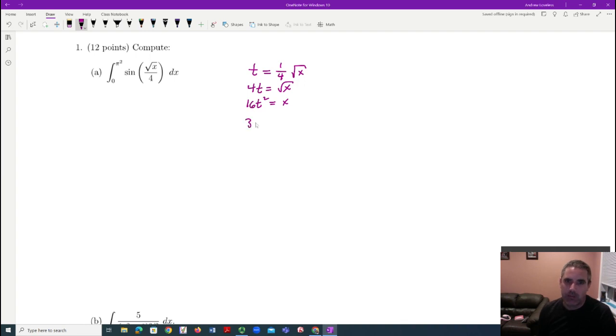And then I take the derivative, 32t. You can also take the derivative directly. We talked about that in class. This is the cleaner way. And another thing you should be doing if you've prepared well is doing things as cleanly as possible. So now let's change the bounds.